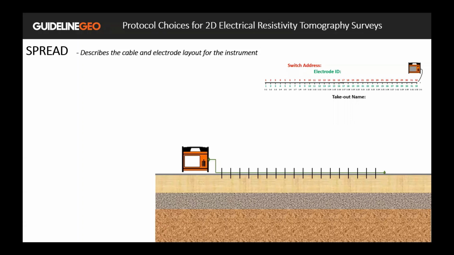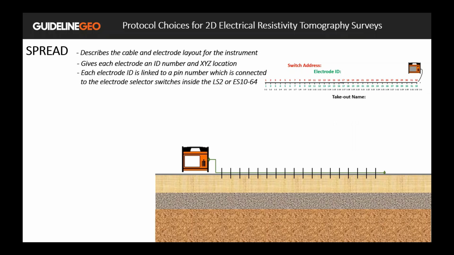So to begin our webinar, each set of measurements using the Terrameter LS2 requires the choice of both a spread file and a protocol file. The spread file describes the cable and electrode layout for the instrument. It gives an electrode ID number and an XYZ location for each. And each electrode ID is linked to a pin number, which is connected to the electrode selector switches inside the Terrameter LS2 or the ES1064 external switch matrix.